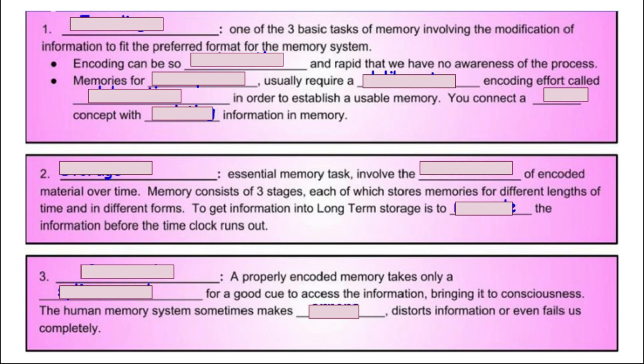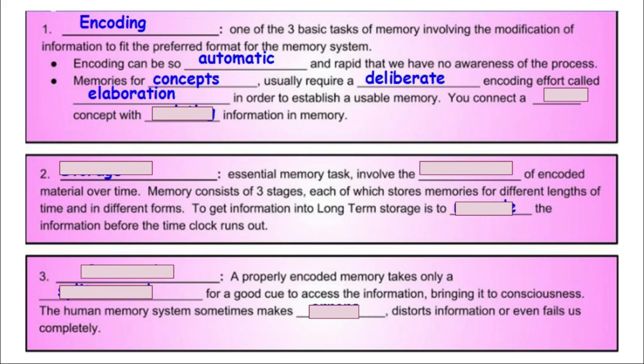So when we talk about encoding, this is one of the three basic tasks of memory, involving the modification of information to fit the preferred format for the memory system. And encoding can be really automatic and rapid, so that we don't even have an awareness of the process. Memories for concepts usually require a deliberate encoding effort called elaboration. And this is the kind of stuff that we have to do when we talk about learning things here in school. If we want to be able to access that information at a later time, we have to find ways to get it to where we want it.